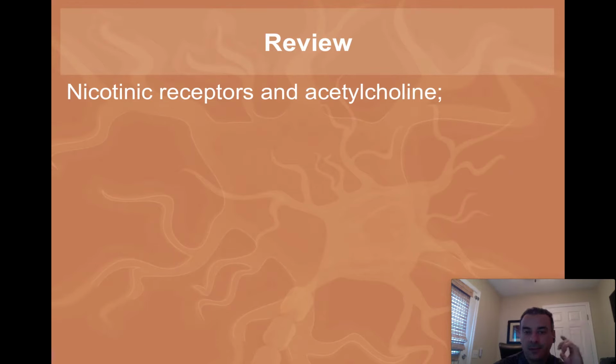Nicotinic receptors and acetylcholine. This is an example. Nicotinic receptors and acetylcholine go together. Be able to match different receptors and their neurotransmitters. Be able to put those together. Different plexuses, if I even spelled that right, like a hypogastric plexus. That's just an example of one. I'll give you some more as we go through the review.